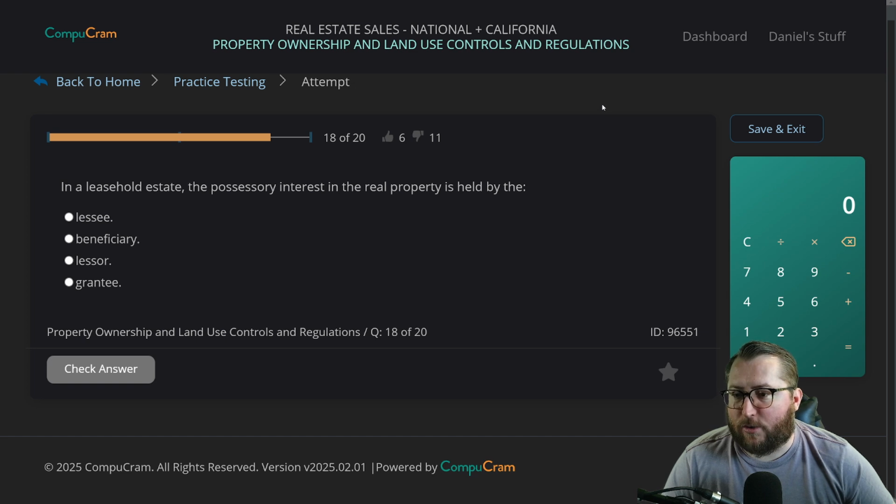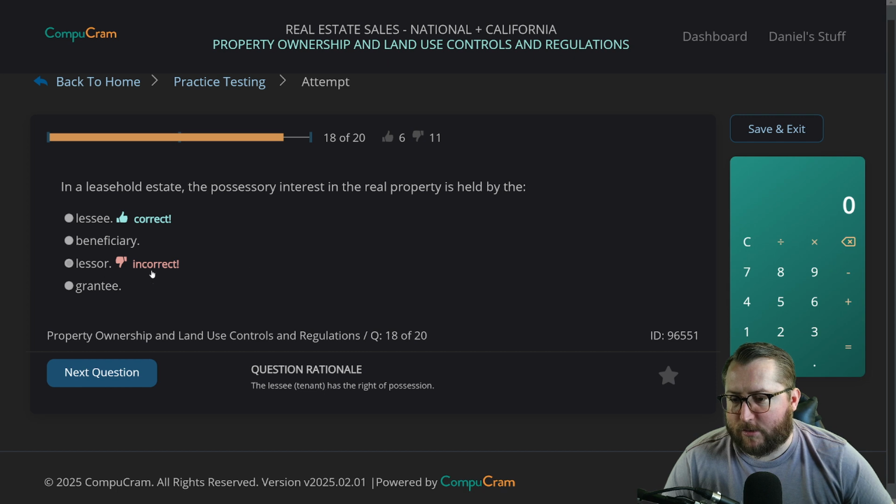Question 18. In a leasehold estate, the possessory interest in the real property is held by the lessee, beneficiary, lessor, or grantee. In a leasehold estate, the possessory interest in the real property is held by the, I want to say the lessor. He's like the landlord, right? And they own all the real property. Oh, I got those mixed up. Lessee and lessor. Oh, okay. Now I'm really off. Okay. Question rationale. The lessee, the tenant, has the right of possession. Get that right. Don't get those mixed up.